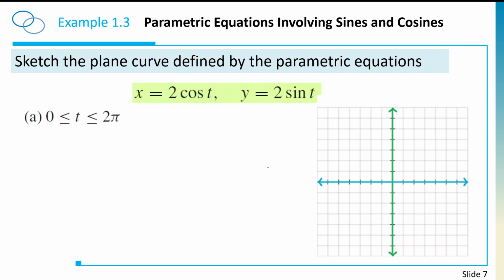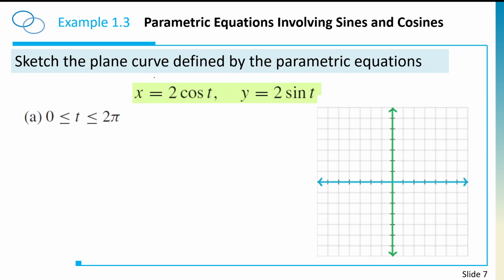Now in any question, once you see sine and cosine, I'm not going to use the table method, okay? So from now on, we'll use the elimination method. So I need to eliminate t. And this time they give me the domain of t from 0 to 2 pi.